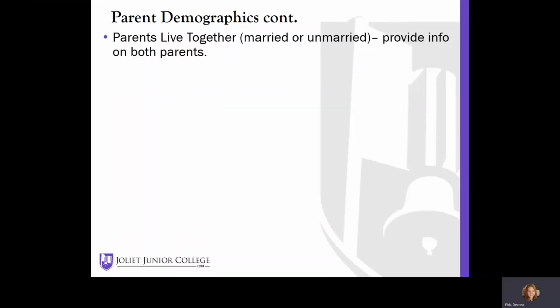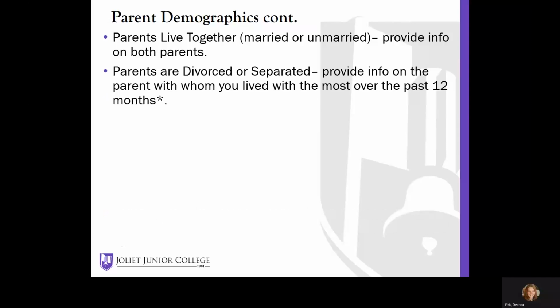If your parents live together, regardless of their marital status, you will be providing information on both parents. If your parents are divorced or separated, then you will be providing information on the parent that you lived with the most over the past 12 months. If that parent is also remarried, you will be providing info on the new spouse as well.